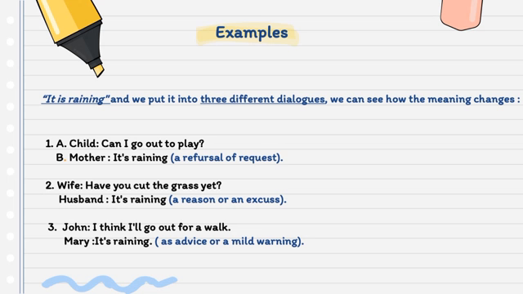The second dialogue might be a husband and wife dialogue. "It is raining" now functions as a reason or an excuse. In the third dialogue, it takes on yet another function, and this time is probably acting as advice or a mild warning, and might take place between friends.